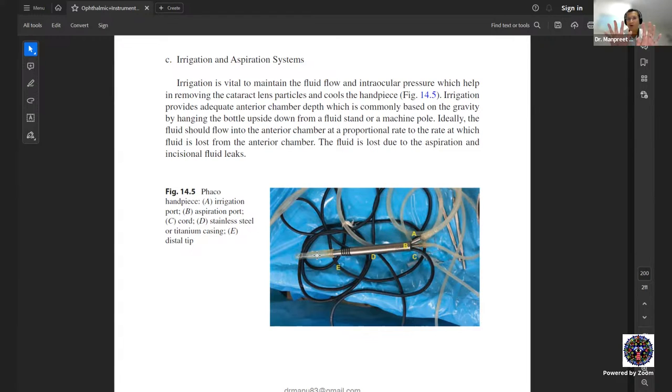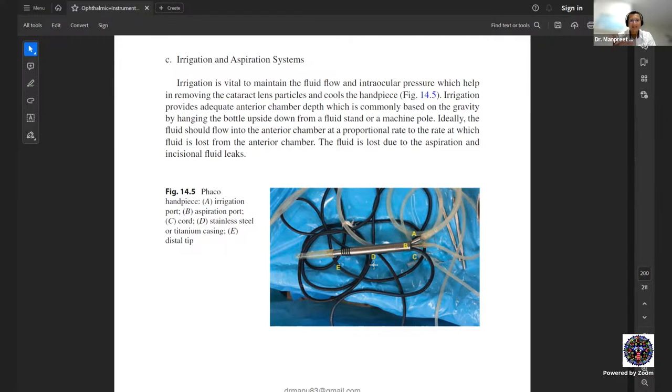That is about the tip and the sleeve over it. That's a coaxial system, what we are talking about here is a coaxial phaco emulsification tip, where on one axis only there is phaco emulsification. The aspiration is also going from the same axis, and the irrigation is also happening from the same axis. This is a coaxial type of mechanism. The other one is bimanual, that's different.